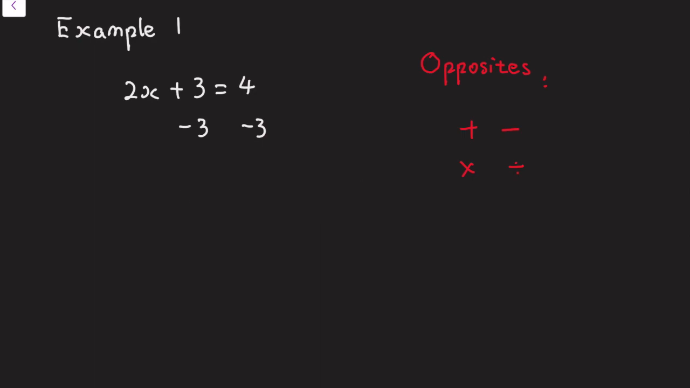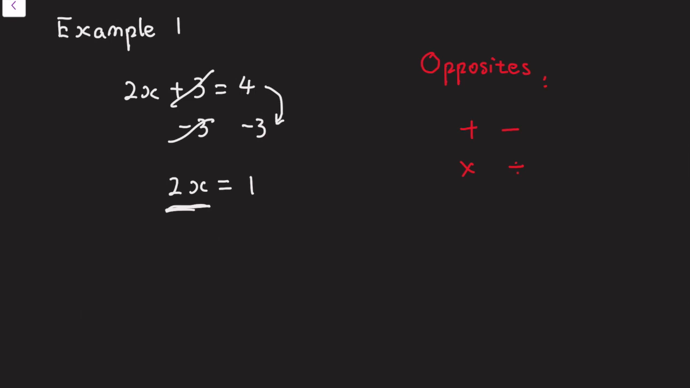Here, 3 minus 3 equals 0. It cancelled. You will find that whenever you do the opposite, it always cancels. On the right-hand side, you have to calculate: 4 minus 3 equals 1. Now, I am left with the equation 2x equals 1.